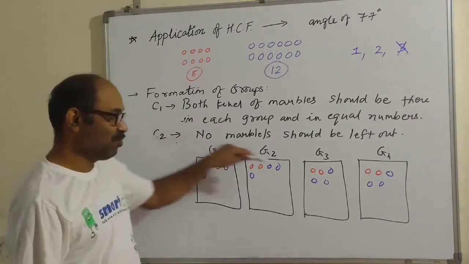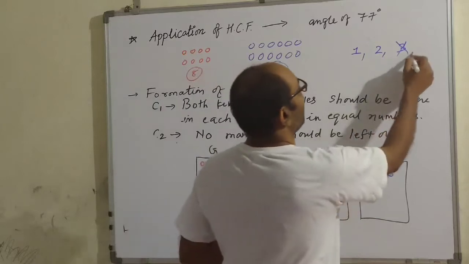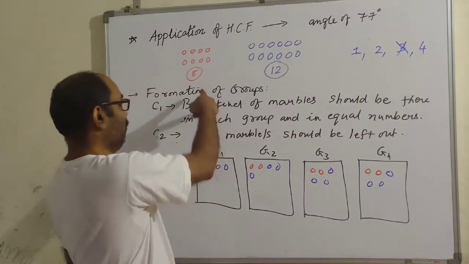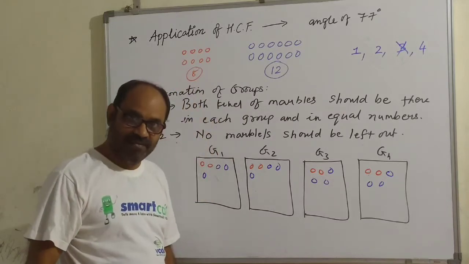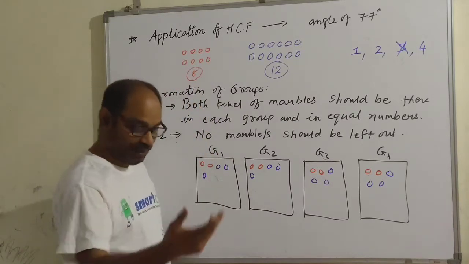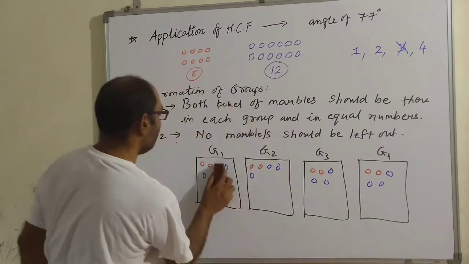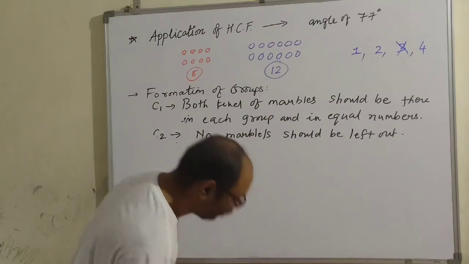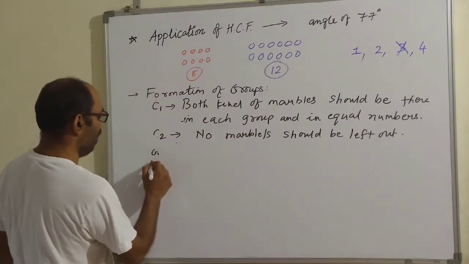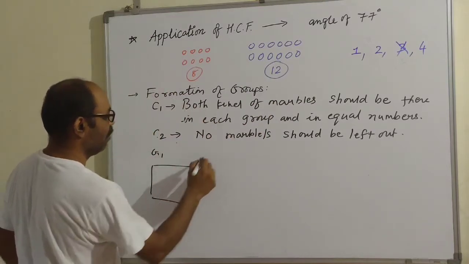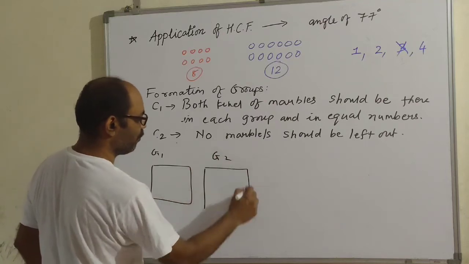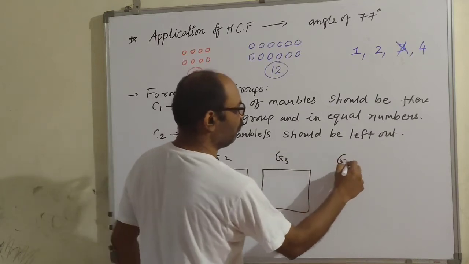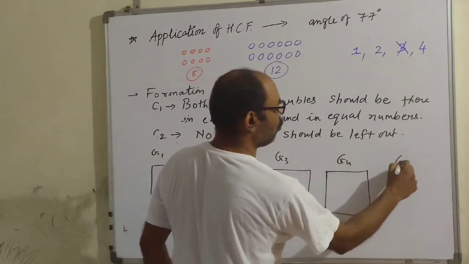So again, you can form 4 groups, which satisfies the rules of the game. Let's see if we can form 5 groups. Group number 1, group number 2, group number 3, group number 4, and group number 5.